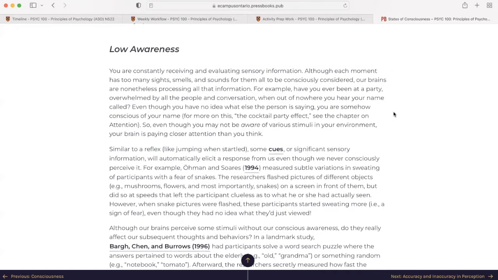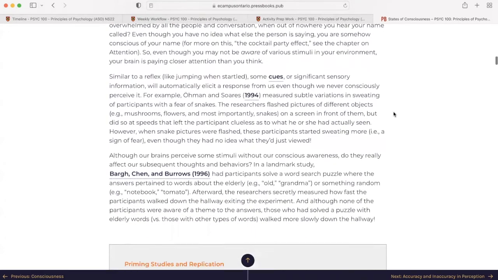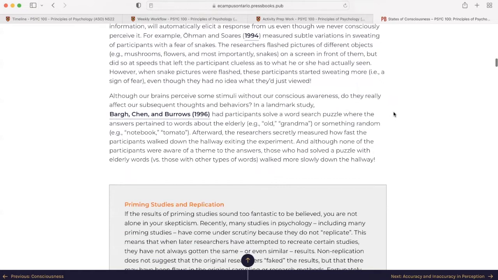For example, Ullman and Soares measured subtle variations in sweating of participants with fears of snakes. The researchers flashed pictures of different objects, mushrooms, flowers, and most importantly, snakes, on a screen in front of them, but did so at speeds that left the participants clueless as to what he or she had actually seen. However, when the snake pictures were flashed, these participants started sweating more, a sign of fear, even though they had no idea what they had just viewed.